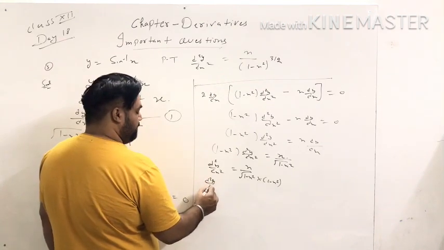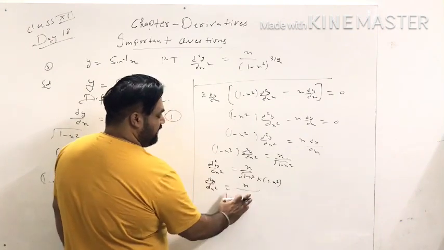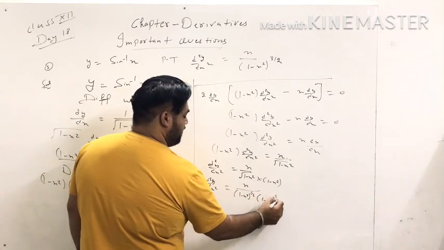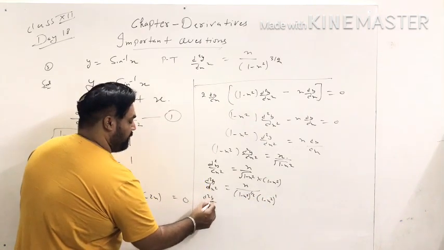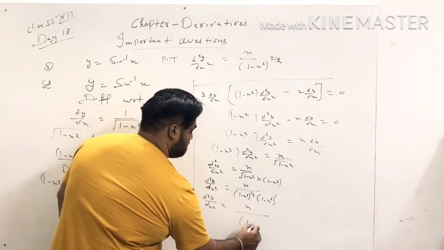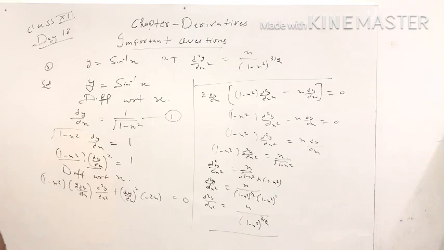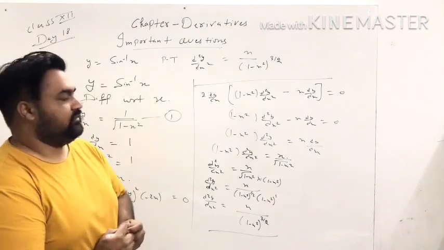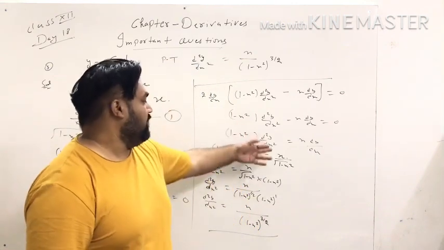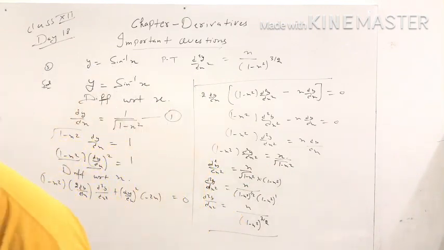Now d square y upon dx square equals x upon (1 minus x square) raised to power half plus 1... Now we can write this term as 1 minus x square raised to power 1. Now in the denominator the base is same, so we add the powers. So this becomes half plus 1, raised to power 3 by 2. The important point in this question is we have to put the value of dy by dx in this equation. So remember this point. Now shift to the next question.